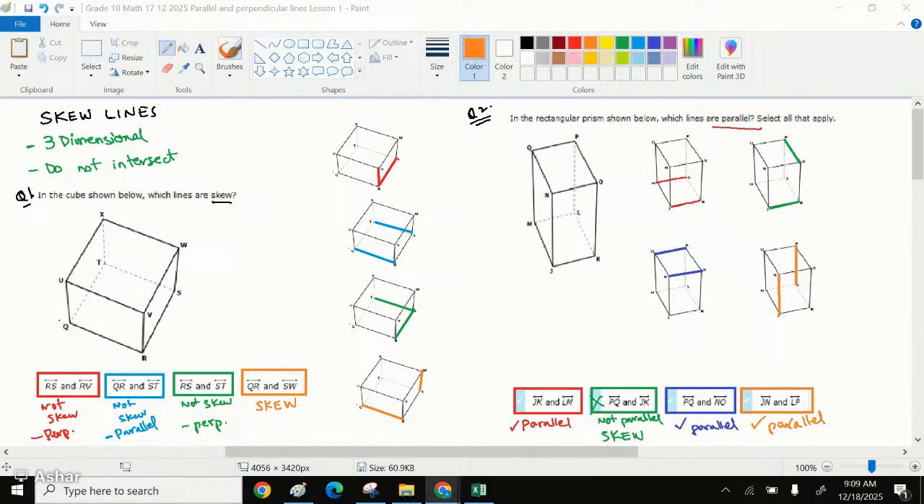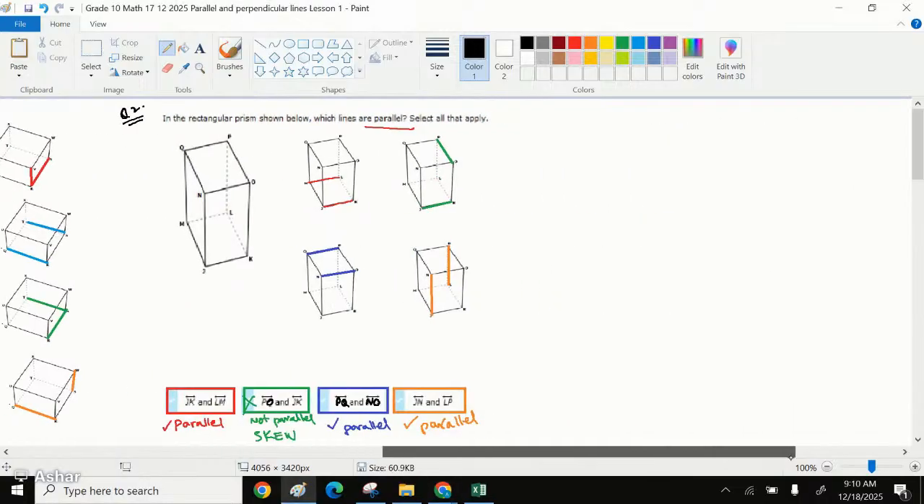So this was NO and PQ, and this was PQ and JK. PQ and JK, that is skew lines. So we are done with this example. Let's look at the next one.